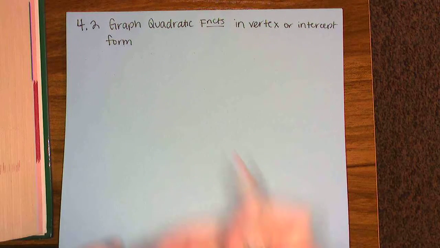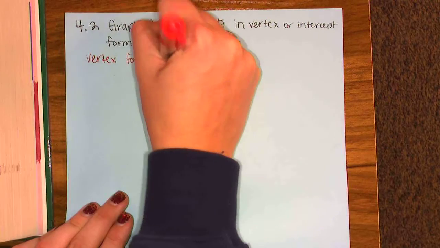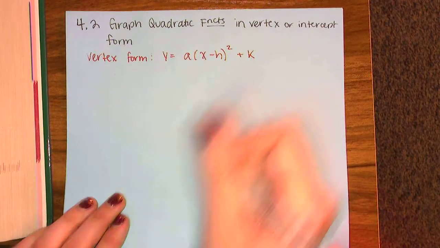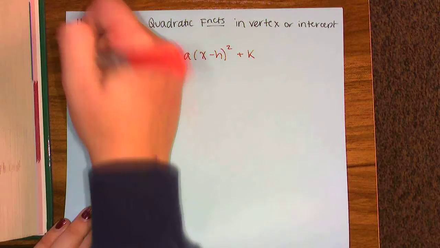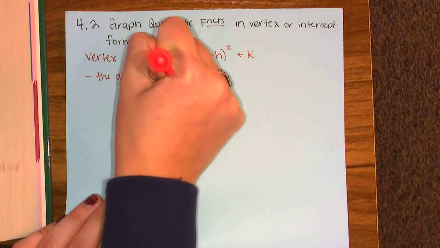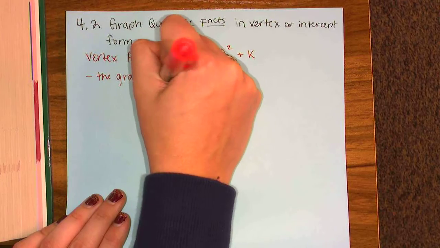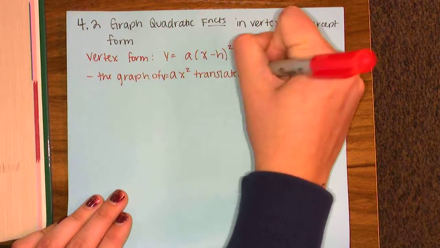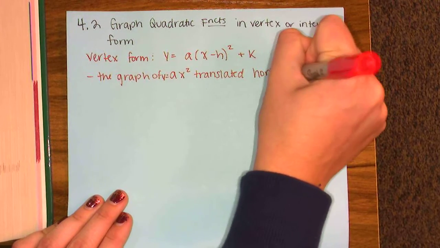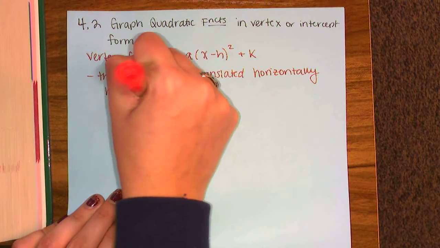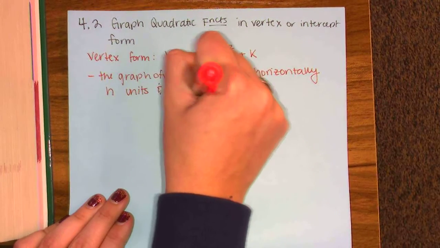So first we're looking at vertex form. y is equal to a times (x minus h) squared plus k. So this is going to be basically the graph of y is equal to ax squared, translated horizontally h units and vertically k units.